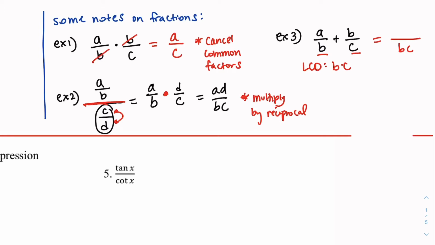Now, I need my first denominator, b, to become bc, so I'll multiply top and bottom by c. And for the second term, I'll multiply top and bottom by b. So now I have bc, cb, they're the same thing. So my final answer will be ac plus b times b, which is b squared. But I was able to now add these because they now have a common denominator. So that's the key takeaway for adding and subtracting: find a least common denominator when adding or subtracting fractions.